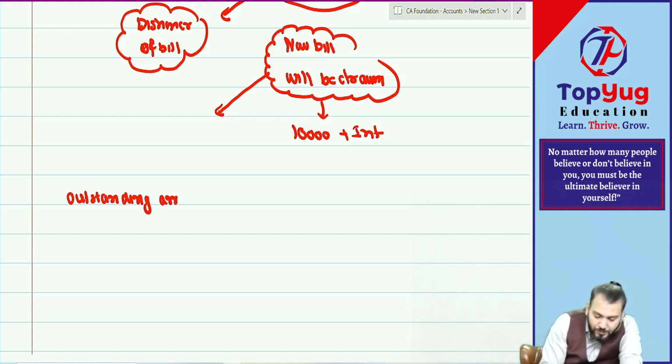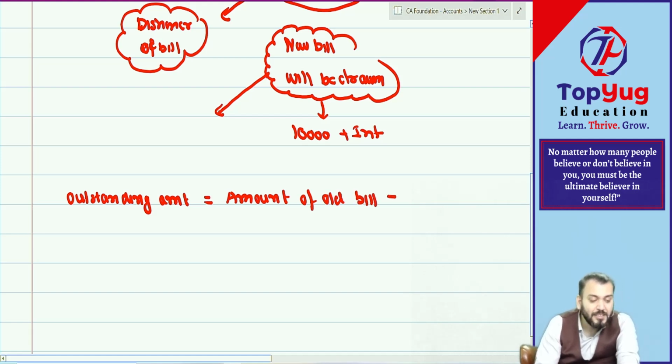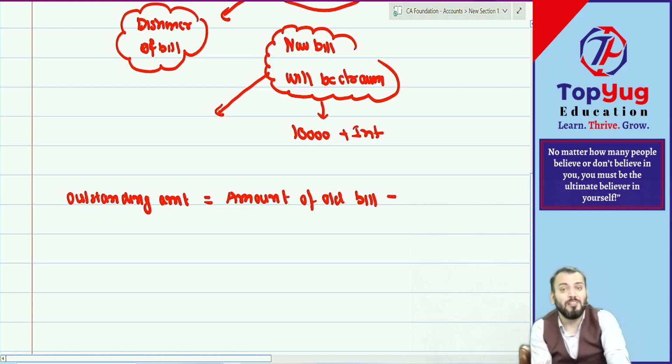Outstanding amount. So can I say the outstanding amount will be the amount of the old bill, yes or no, minus any amount paid on maturity date. It might happen the amount of the old bill was 10,000, but out of 10,000 only 2,000 was paid. Correct. The outstanding amount will then be 8,000. Are you getting what I am saying?